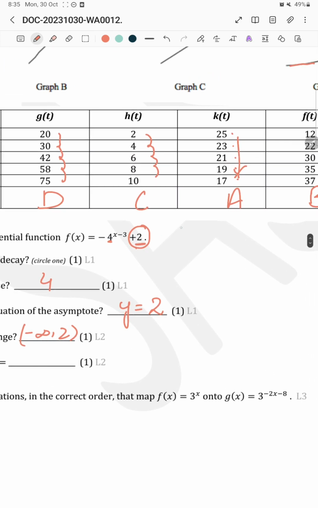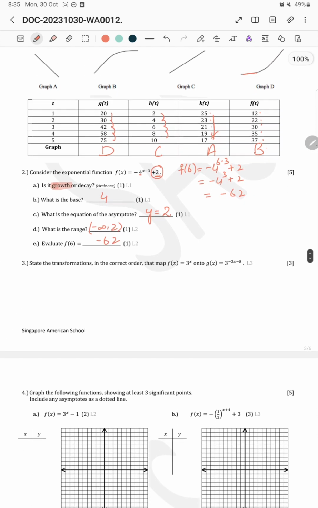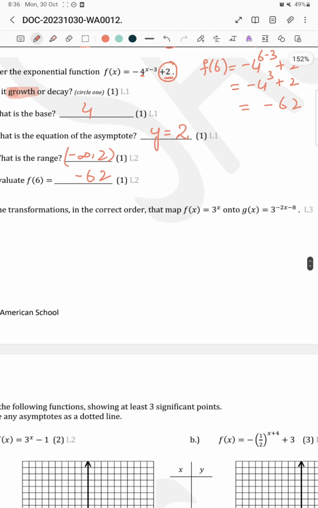Evaluate f of 6. So f of 6 would be minus 4, 6 minus 3 plus 2. State the transformation in correct order that maps f of x is equal to 3 to the power x when g of x is equal to 3 to the power minus 2x plus 4.